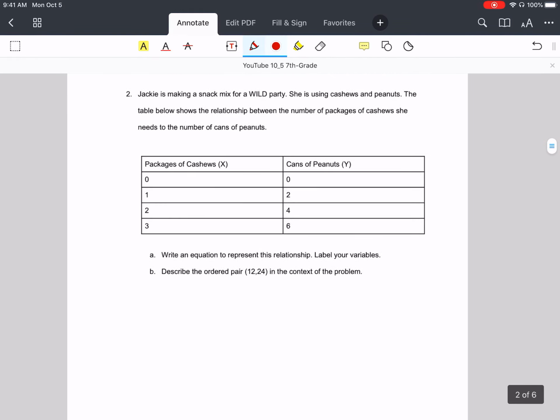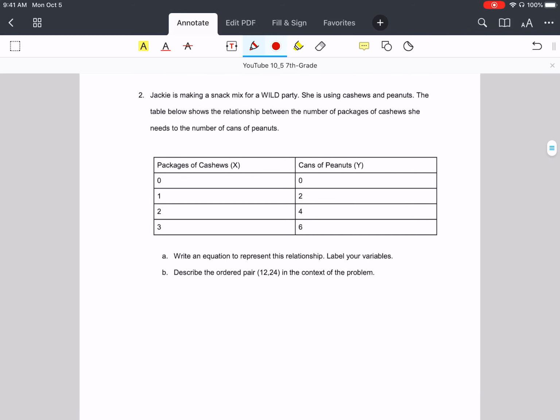Jackie is making a snack mix for a wild party. She's using cashews and peanuts. The table below shows the relationship between the number of packages of cashews she needs to the number of cans of peanuts. So when there are 0 packages of cashews, there are 0 cans of peanuts, which means that this can be proportional. And then we see that for every 1 package of cashews, Jackie uses 2 cans of peanuts.